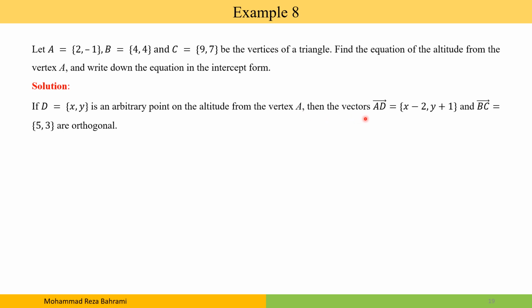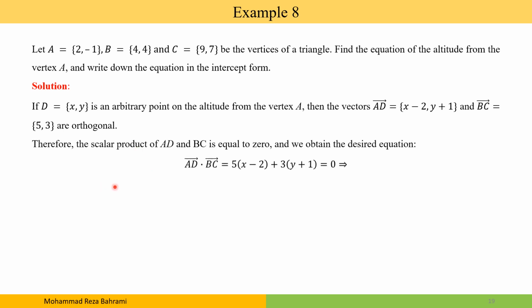Then the vectors AD, so we have x minus 2 and y plus 1, and BC, so BC is 9 minus 4, 7 minus 4, we have 5 and 3, are orthogonal, right? Yeah. So therefore the scalar product of AD and BC is equal to 0.